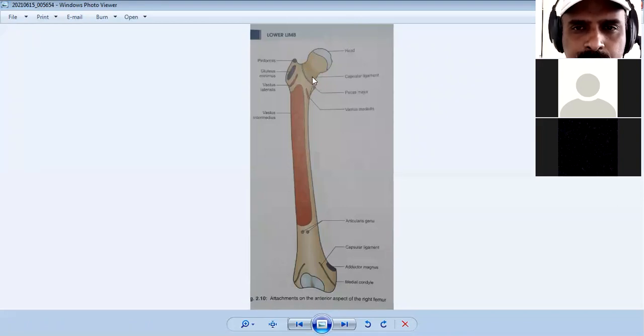Next, going to the neck of the femur, the neck connects the head with the shaft. So the head is connected with the shaft by the neck.